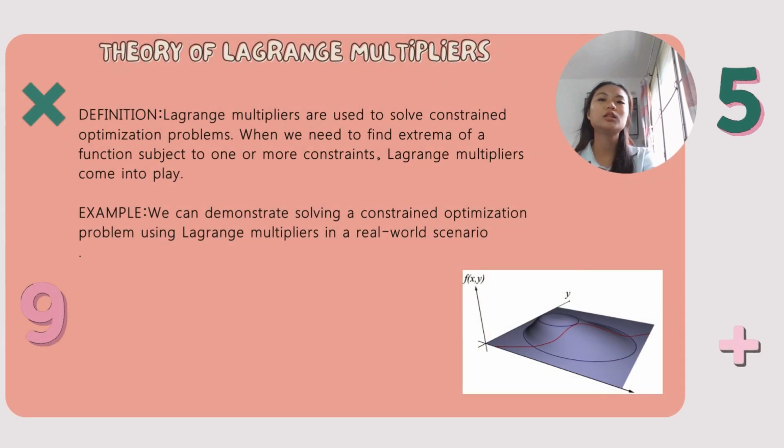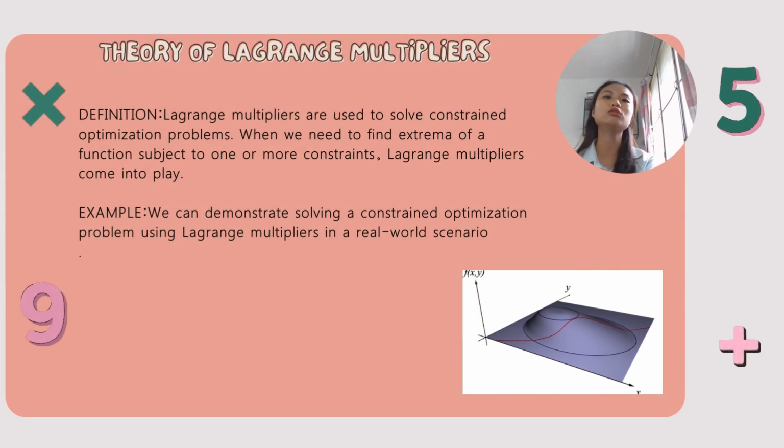So now is Lagrange multipliers. The definition: Lagrange multipliers are used to solve constrained optimization problems, when you need to find the extremum of a function subject to one or more constraints. Lagrange multipliers come into play. For example, we can demonstrate solving a constrained optimization problem using Lagrange multipliers in a real-world scenario.